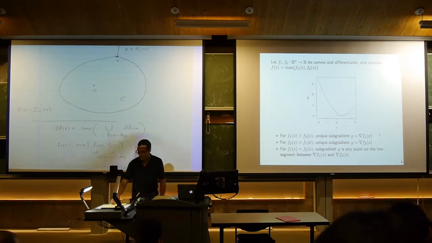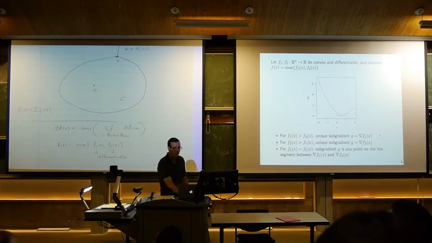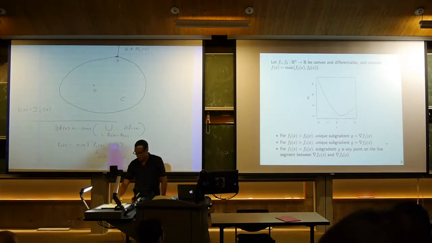In the case where there's only one i that achieves the maximum for these two functions, then there's only one subgradient, and that's the gradient. If I'm at a point where these two are equal, then the index i ranges over both 1 and 2.